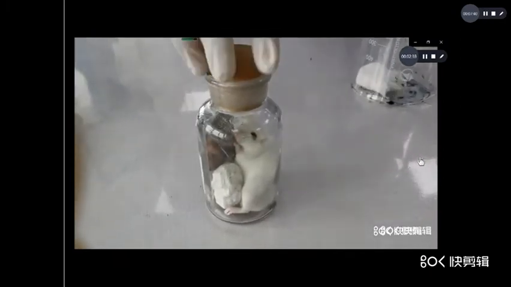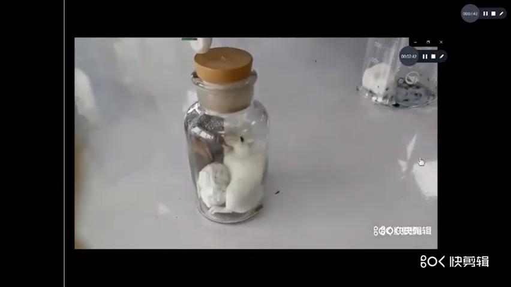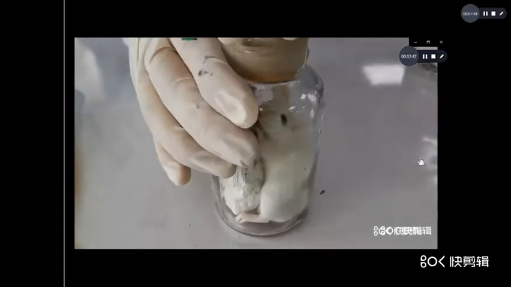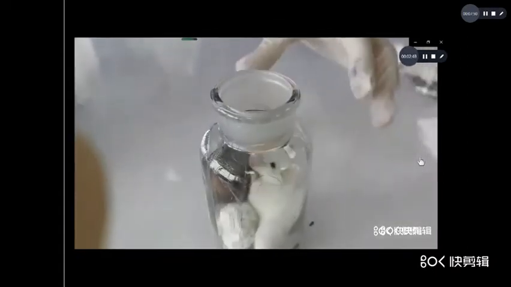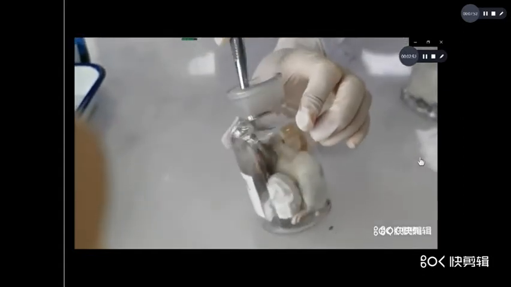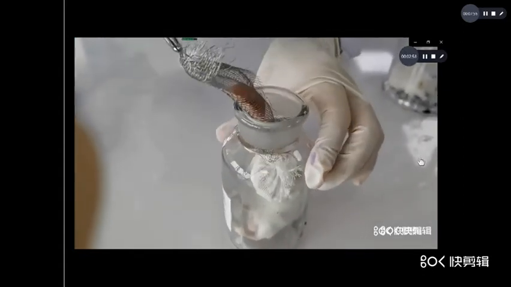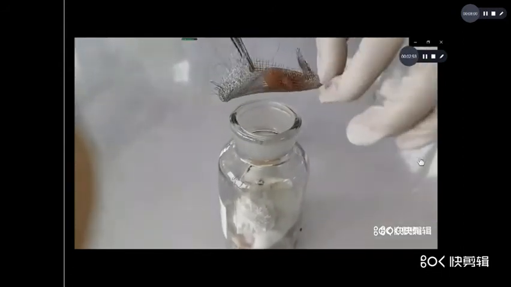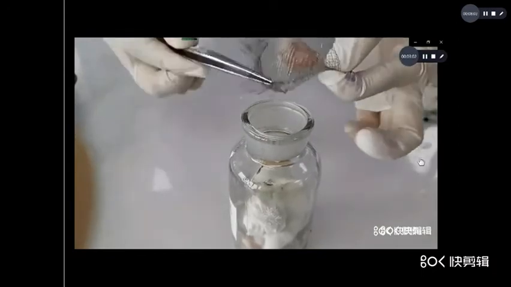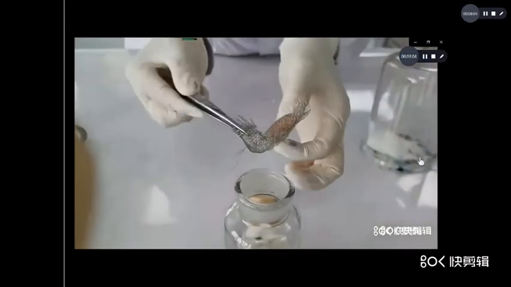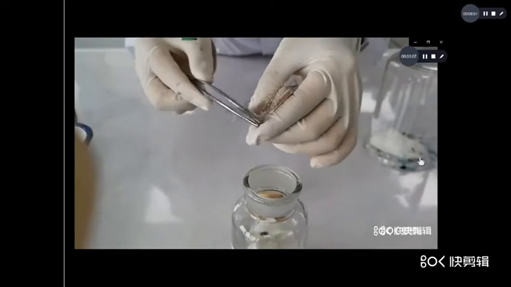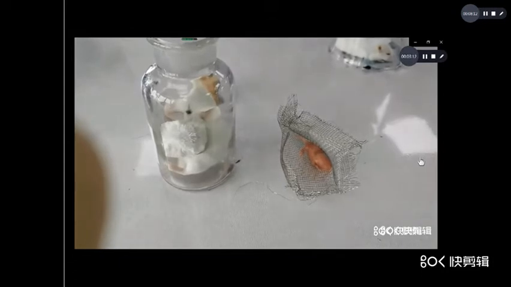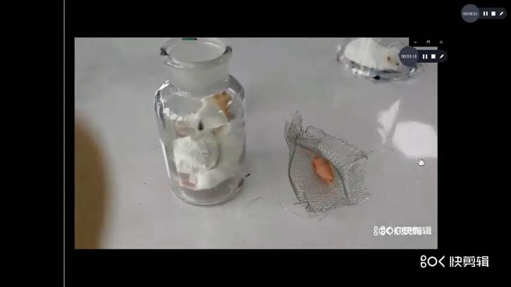Now you think, does the newborn mouse die or survive? The newborn mouse didn't die. It survived. Why did it survive?